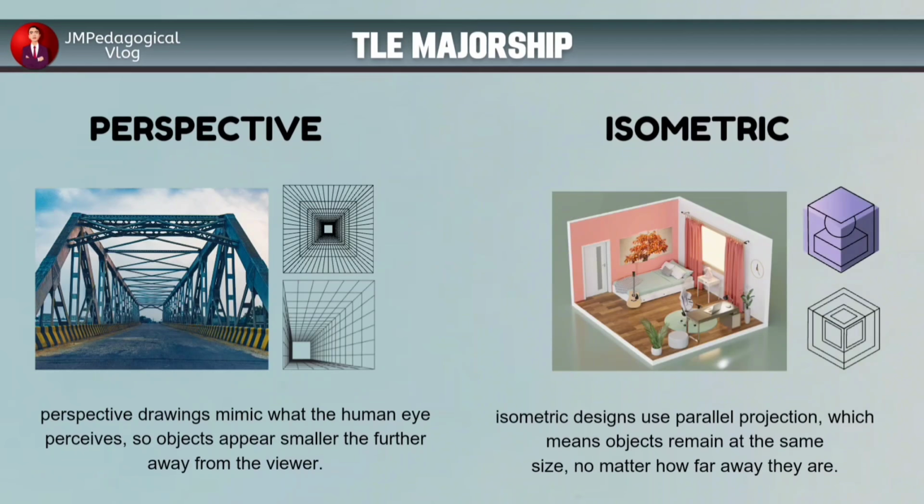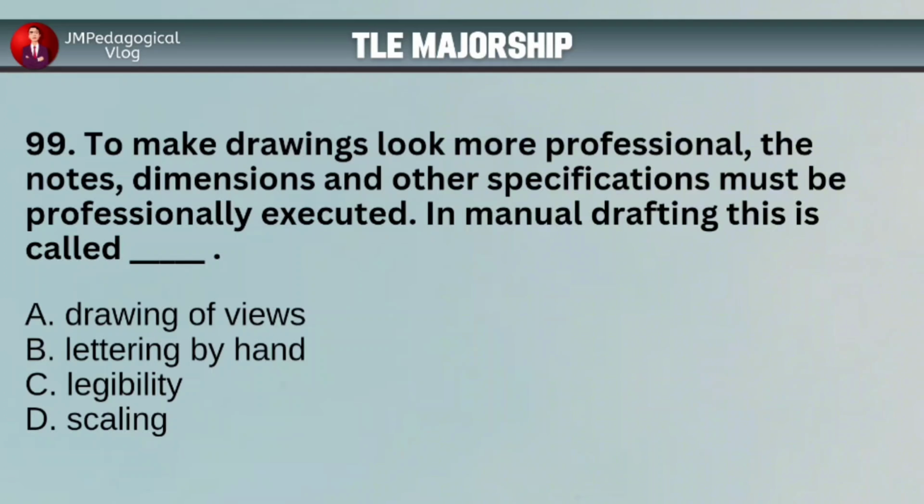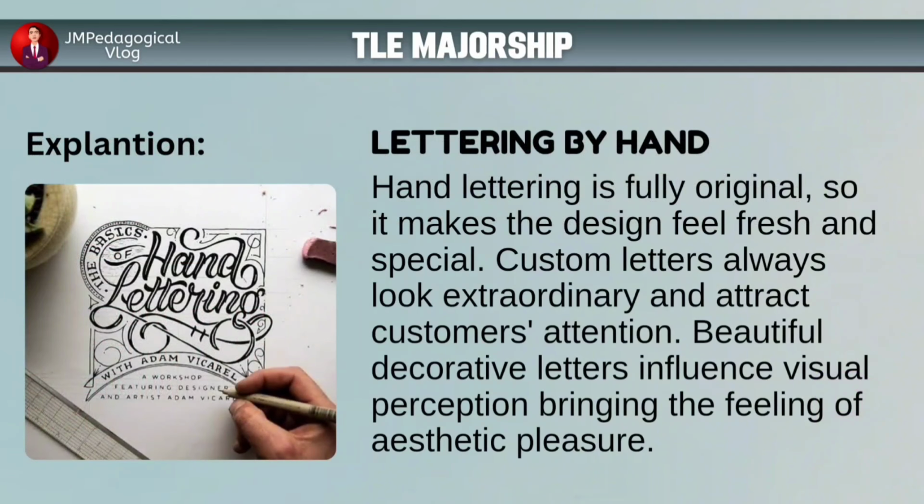99. To make drawings look more professional, the notes, dimensions and other specifications must be professionally executed. In manual drafting this is called A. Drawing of views, B. Lettering by hand, C. Legibility, D. Scaling. B. Lettering by hand. Explanation. Hand lettering is fully original, so it makes the design feel fresh and special. Custom letters always look extraordinary and attract customers' attention. Beautiful decorative letters influence visual perception, bringing the feeling of aesthetic pleasure.